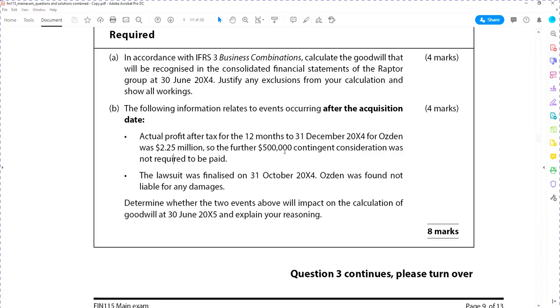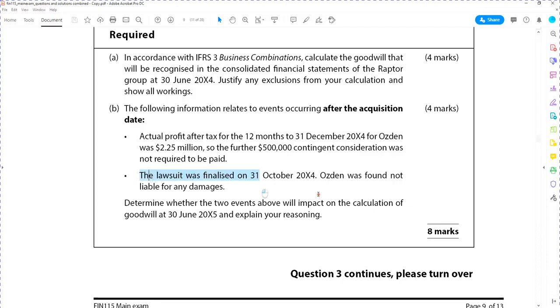So the answer is actually no, we don't need to change it. The reason is because it relates to events that have arisen after acquisition date. So it's not an event that had already occurred pre-settlement that we're just getting new information on, which would be okay to update. This is actually new information arising after settlement, so we can't adjust goodwill for this amount. So you get 1 mark for getting the correct answer and 1 mark for the explanation.